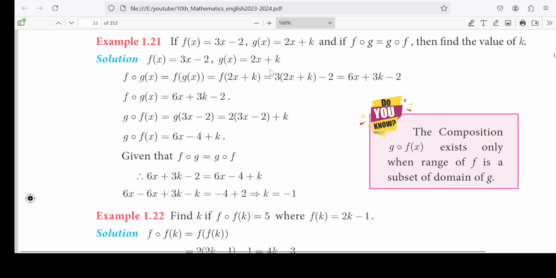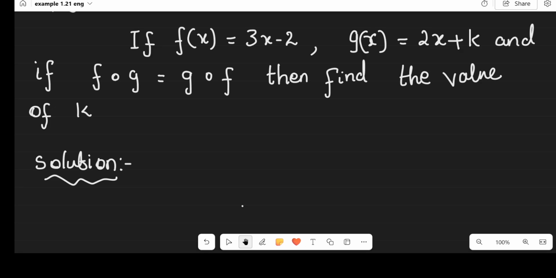And now we are going to solve the problem. Here I have written the question. The question is, if f of x is equal to 3x minus 2, g of x is equal to 2x plus k, and if f of g is equal to g of f, then find the value of k.